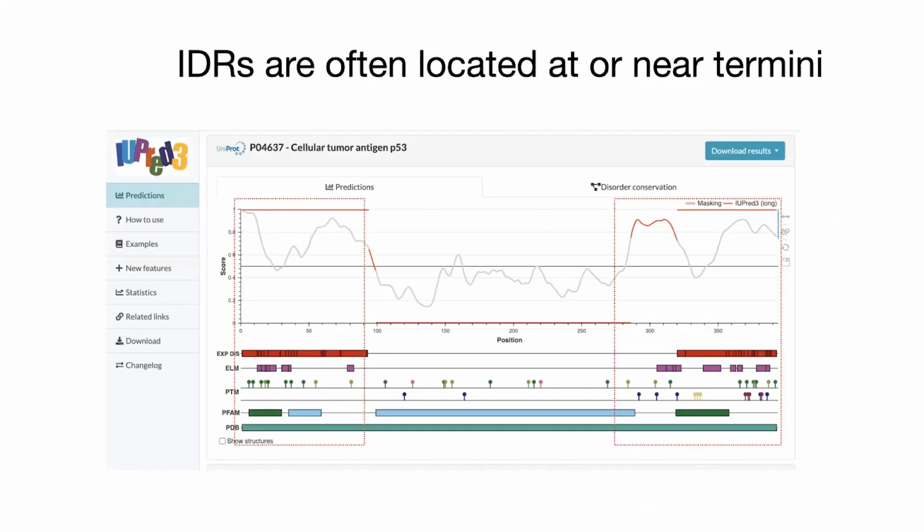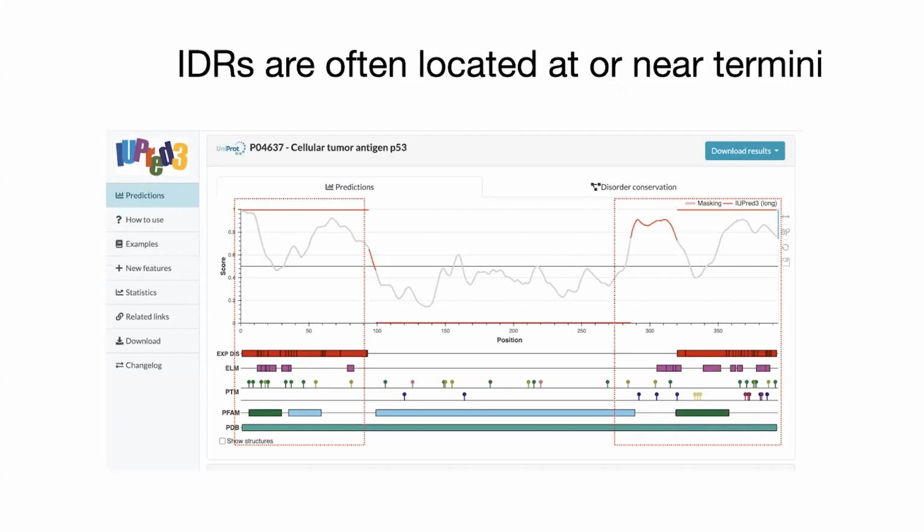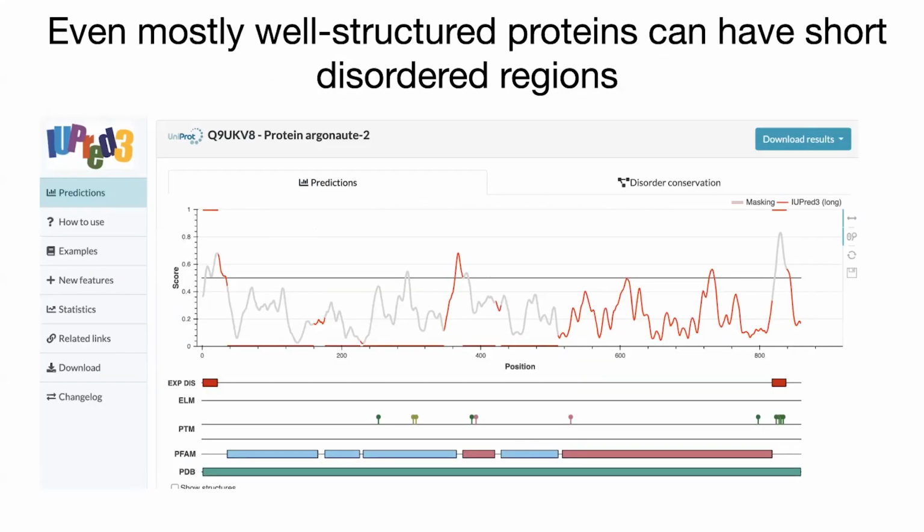One is that those IDRs are located in the structure at the N and the C termini, so the beginning and the end of the protein. And this is really common. IDRs are often located near termini. So with P53, we had these disordered regions that were really, really large. But even mostly well-structured proteins can have short disordered regions.